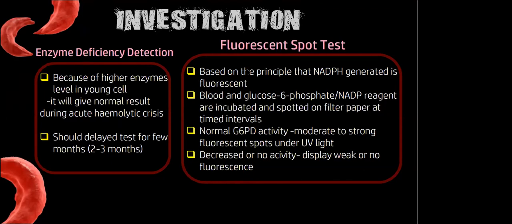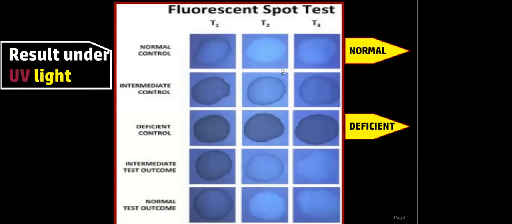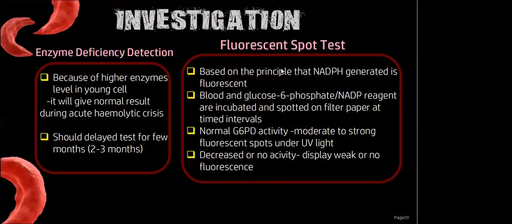Next is the fluorescence spot test. Actually, the fluorescence spot test is based on the principle that NADPH is generated, and the NADPH generated is fluorescent. So if there is normal G6PD enzyme activity, under UV light it will produce fluorescence. If there is decreased or no activity of G6PD enzyme, it will display weak or no fluorescence.